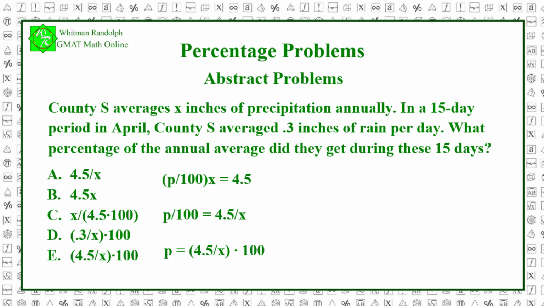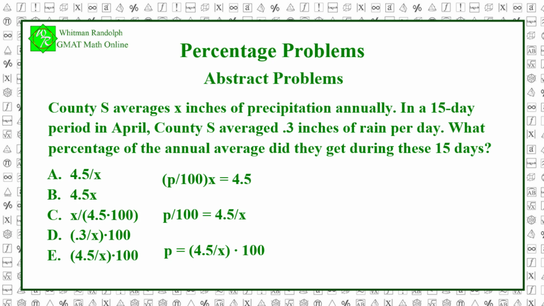This is easier to see if we use a simple example. Suppose the annual average of precipitation is 9 inches. That is, X equals 9. Then 4.5 inches equals 1/2, or 50% of the annual average. That is, P equals 50.